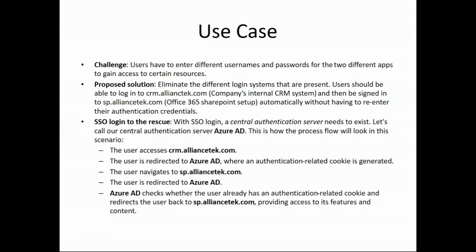Then let's assume that the user navigates to sp.alansec.com. In order to authenticate, the user will be redirected to Azure AD. At this time, the central authentication server, that is Azure AD, will check whether the user already has an authentication-related cookie, and if it is there, it redirects the user back to the SharePoint spa.alansec.com, providing access to its features and content.